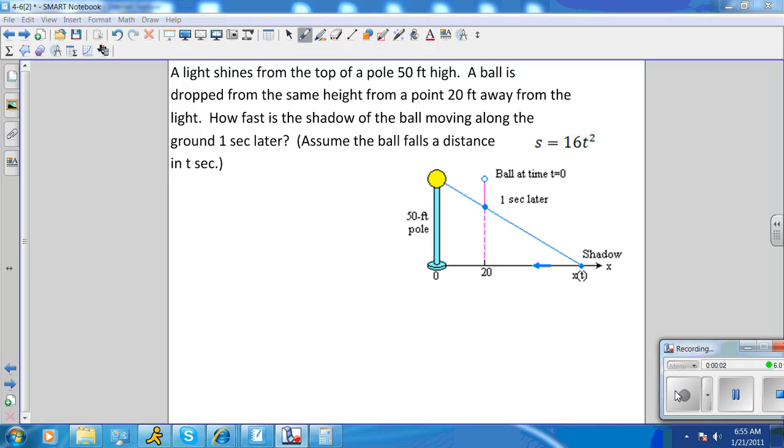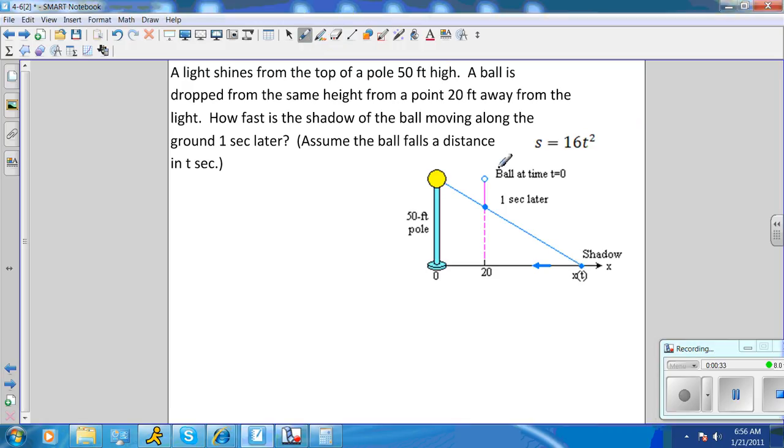So now we have a ball that's being dropped, and a light shining down on it as it's being dropped. And we want to know how fast is its shadow moving along the ground at 1 second later. This is actually kind of a hard problem to think about at times, because you're not used to setting up a problem like this yet. So let's look at how you would set one up.